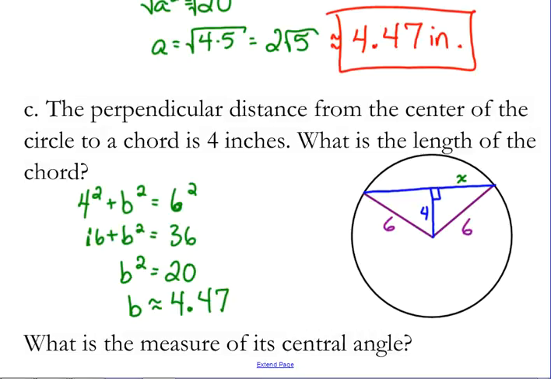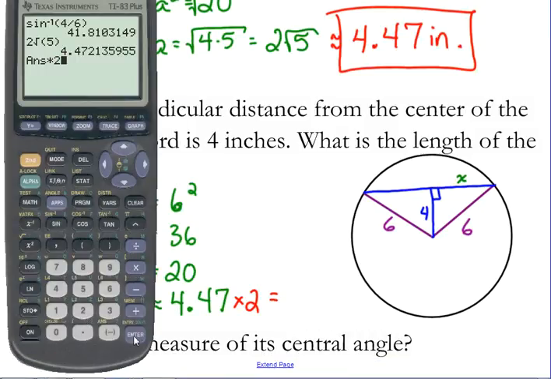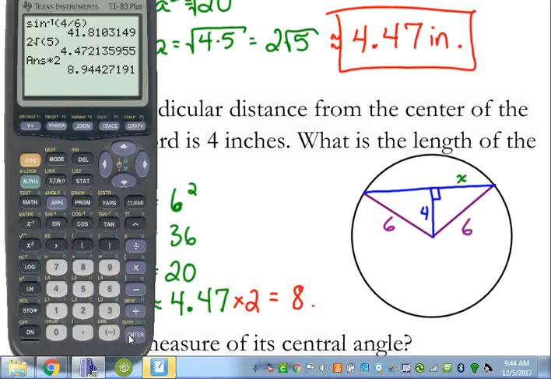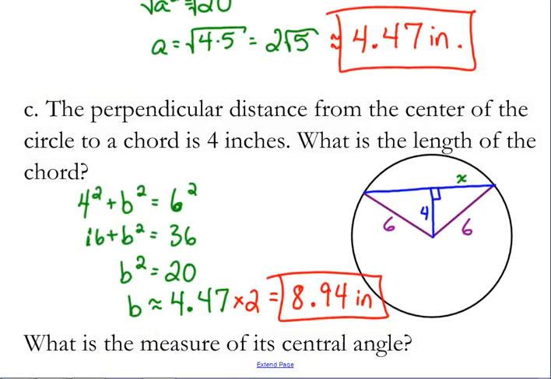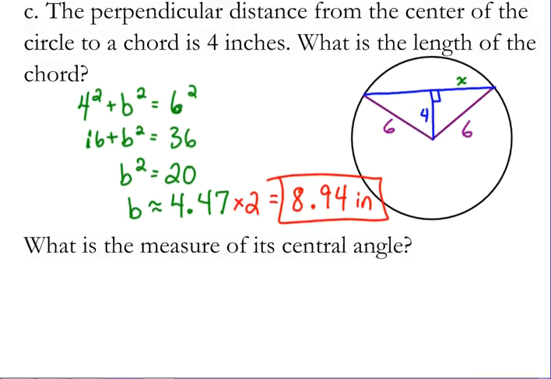Is the chord length 4.47? No. That's half of it. So we've got to multiply it by 2. 8.94 inches. Okay, so a little bit longer than the chord from the previous problem. And then one more question about this one. What is the measure of its central angle?